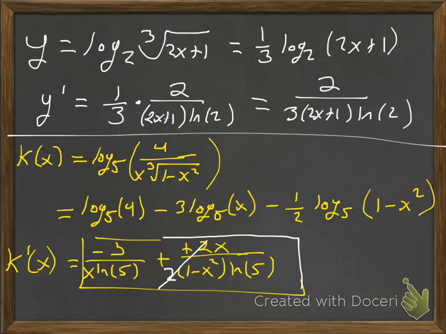taking derivatives of logs base other than e. It's pretty straightforward. Just need to know your chain rule. I am using the product, the quotient, and the power rule for logarithms.